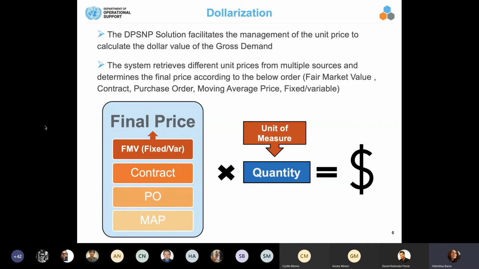Now, the fair market value, as you see in the second paragraph, the system retrieves different unit prices from multiple sources, with the exception of the fair market value, which is something the planner needs to input if he can. And if he does, that will be the final price, the price that the system will pick up to calculate the value of the gross demand. Are there any questions on here? I would like to stop for a second before I go and show the template.